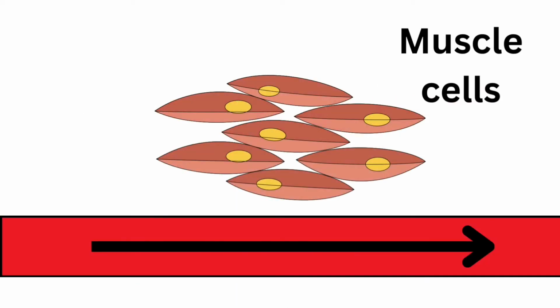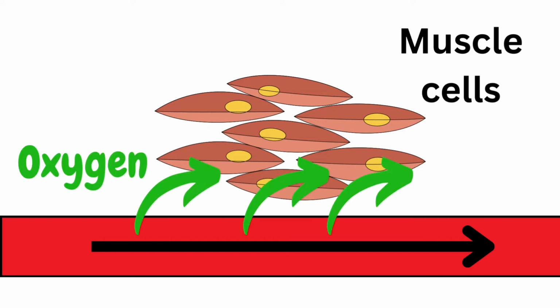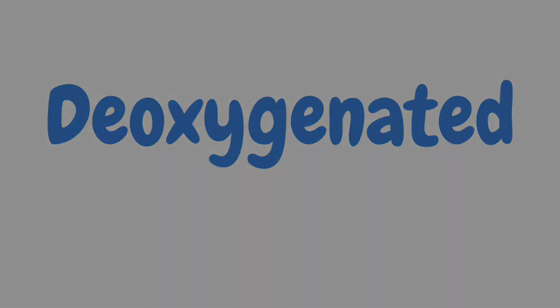I'll use the colour red to represent this. As the blood flows past the body cells, including muscle cells, molecules of oxygen diffuse from inside the blood into the muscle cells. Because oxygen has left the blood, we say that the blood has become deoxygenated, and I'll use the colour blue to represent this.